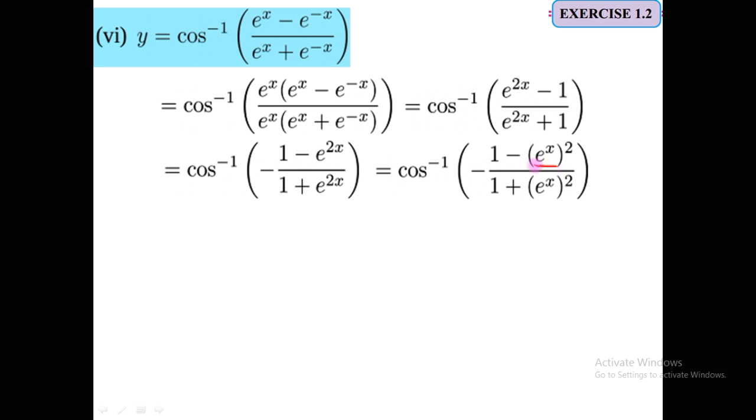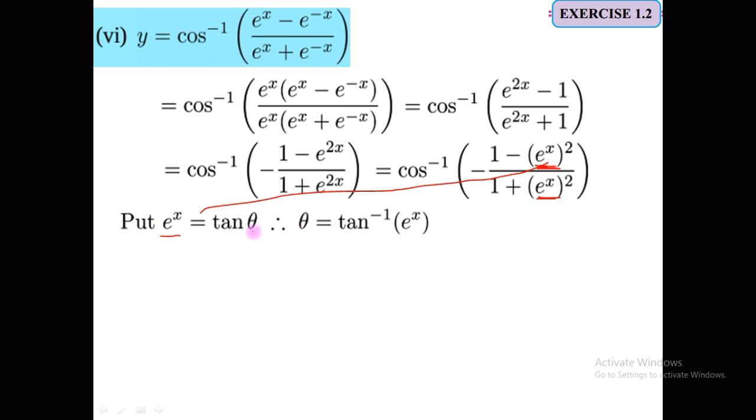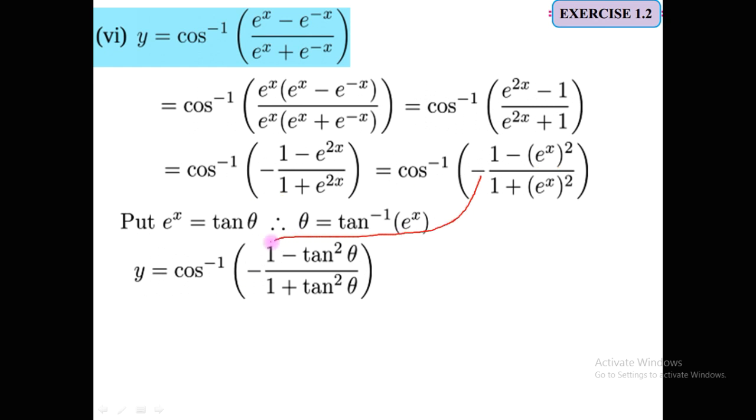This should be this. Now it is not x, it is e raised to x. So I am going to replace e raised to x, this complete term, by tan theta. As I need it further, I will write theta first and move the tan to the other side to get theta equal to tan inverse of e raised to x. Cos inverse of, inside the bracket, the minus part as it is, and the upper part is (1 minus tan square) upon (1 plus tan square). As we know, this is the formula for cos of 2 theta. So it is cos inverse of minus cos of 2 theta.